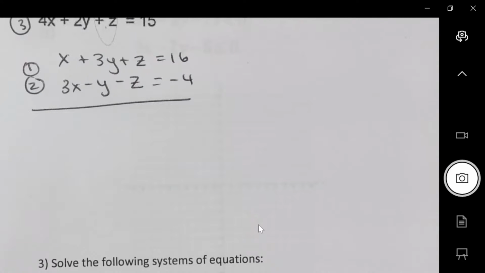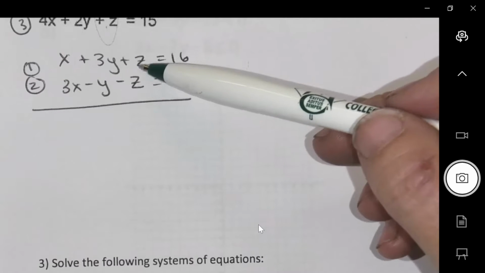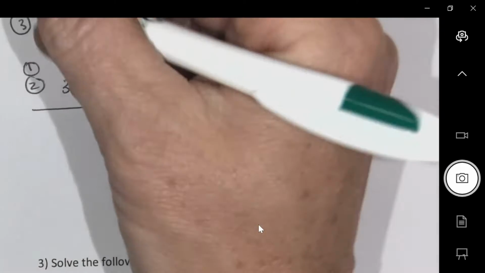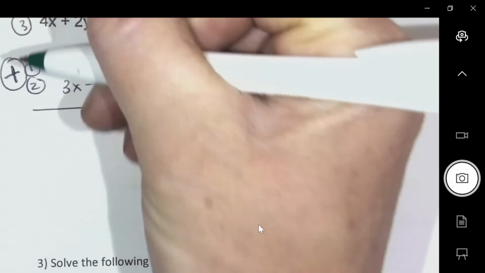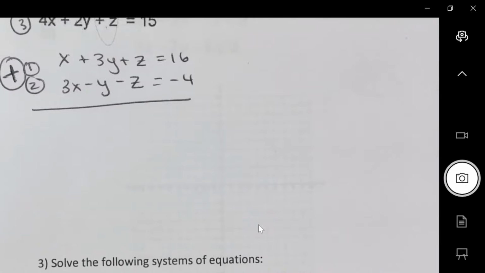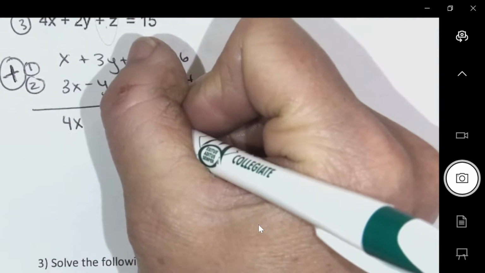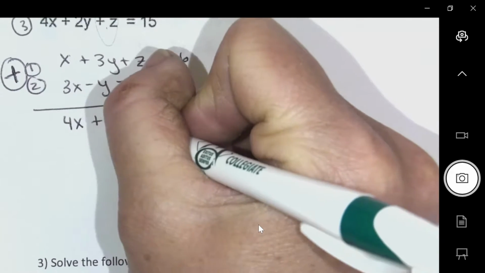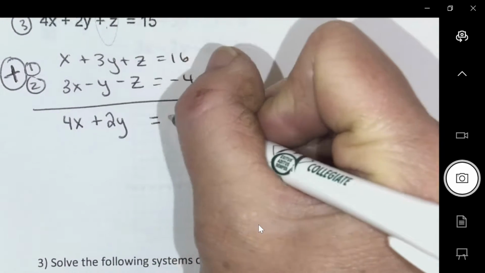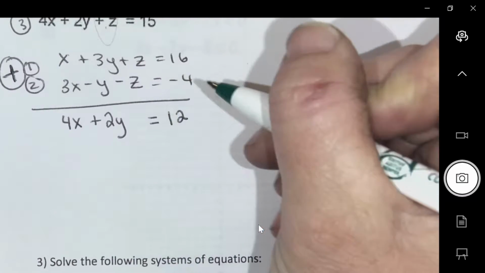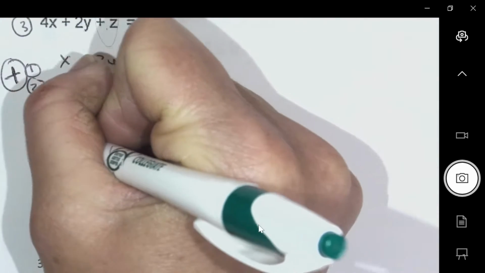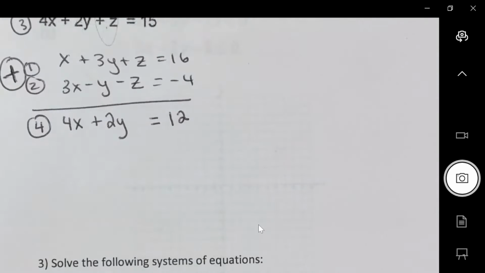So how am I going to get rid of those z's? So you either have adding or subtracting them together. So if those are different, I would add. Okay, so adding makes 4x plus 2y equals 12. Which is now my 4th equation, because it's a new equation.